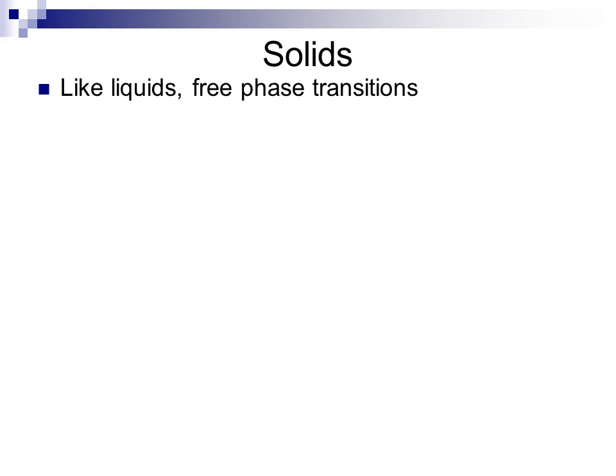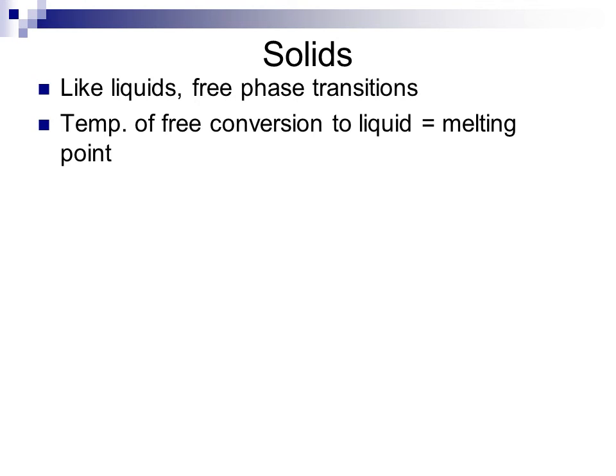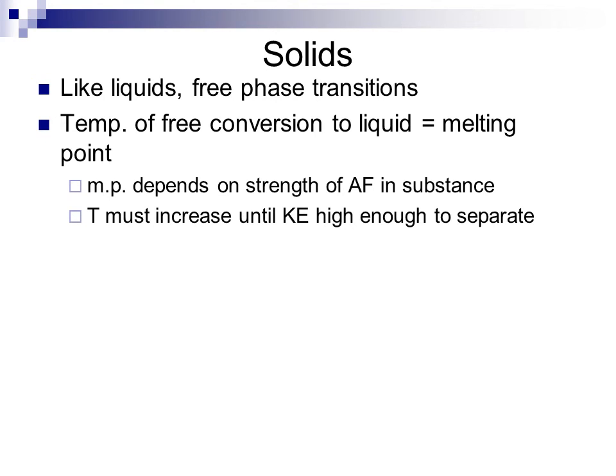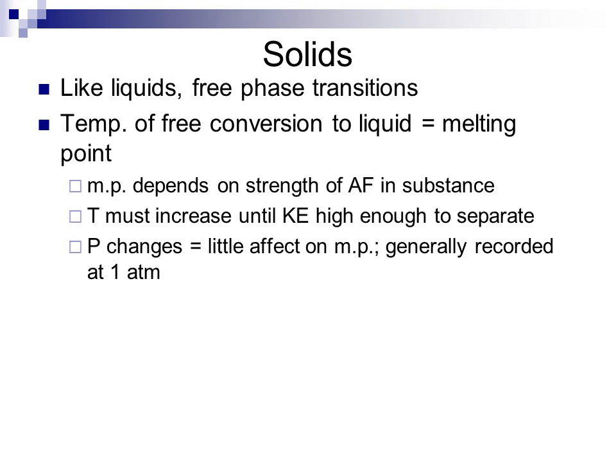Solids also have similar heating properties to liquids. Just like liquids, we have a phase transition with solids. The temperature of conversion to a liquid from a solid is referred to as its melting point. The melting point depends on the strength of the attractive forces in a substance, just like it does with a liquid. The temperature has to increase until the kinetic energy is high enough for the substance to separate. Pressure doesn't change the melting point very much. It does change boiling point quite a lot, as we've seen.